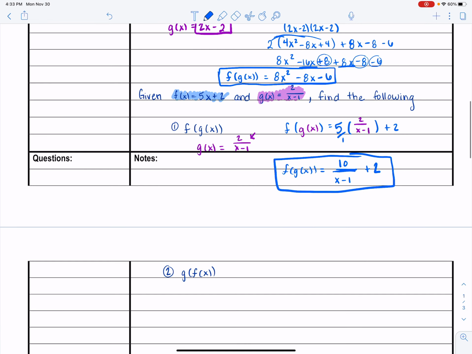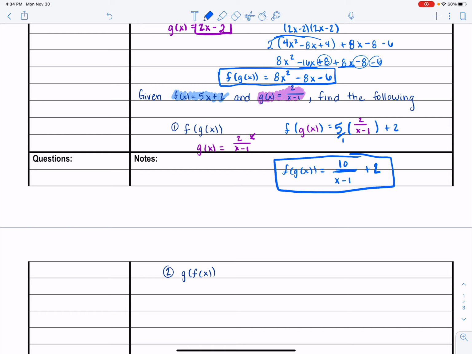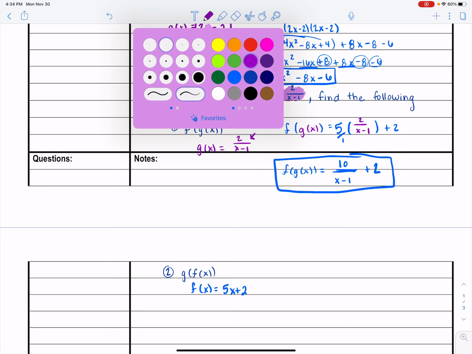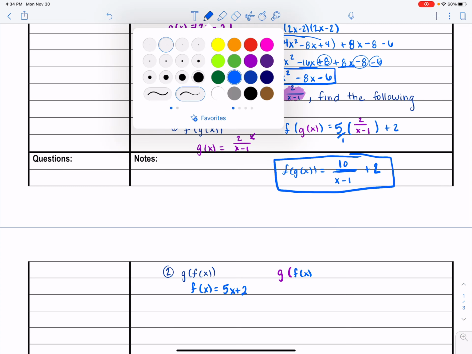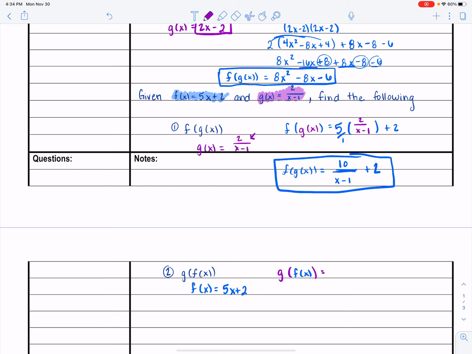Now, I'm going to use the exact same equations, but now I want g of f of x. So I'm going to do it in the other order. So I'm going to start with f of x equals 5x plus 2. And I'm going to put that into g of x. So g of f of x. So the same functions, but it's going to give me a different answer because I'm putting them in the opposite direction. So when I start with f and I put f inside of g, we're going to take g.